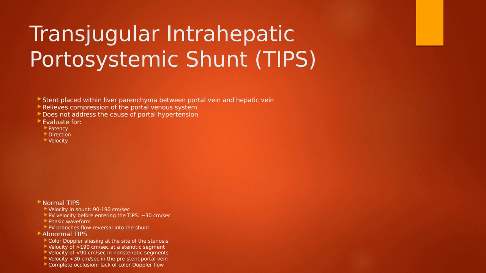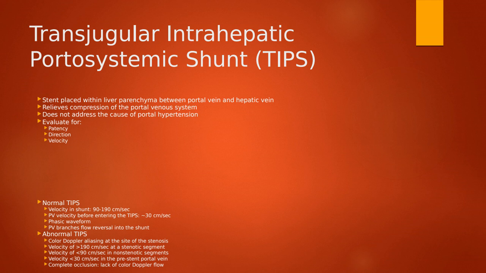So we want to make sure we're evaluating for patency, direction, and velocity of flow within the actual shunt itself. So a normal TIPS, a healthy TIPS, we want to see a velocity in the shunt anywhere between 90 to 190 centimeters per second. So it can go pretty fast in that area. The portal vein velocity before it enters the shunt should be around 30 centimeters per second, and then it's going to travel a little bit faster in the shunt itself.